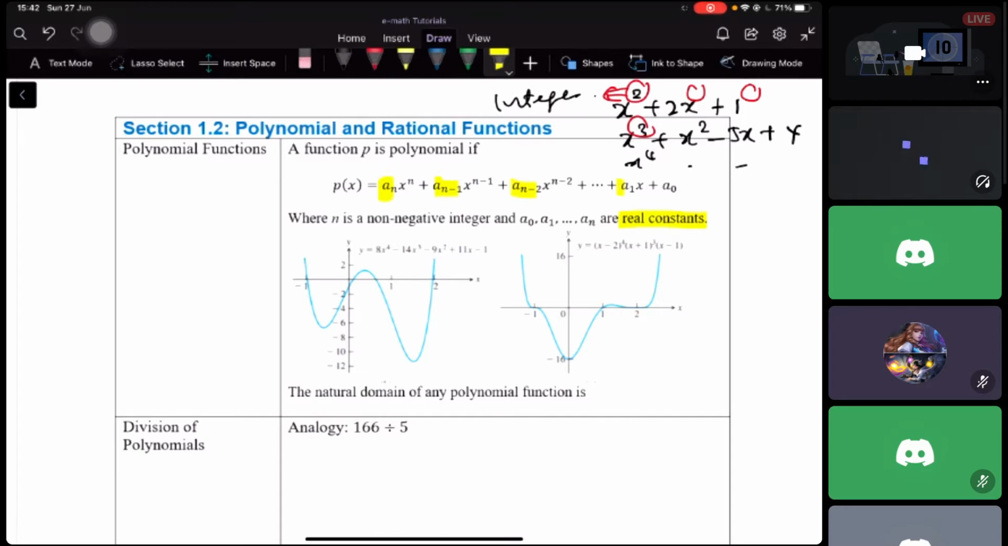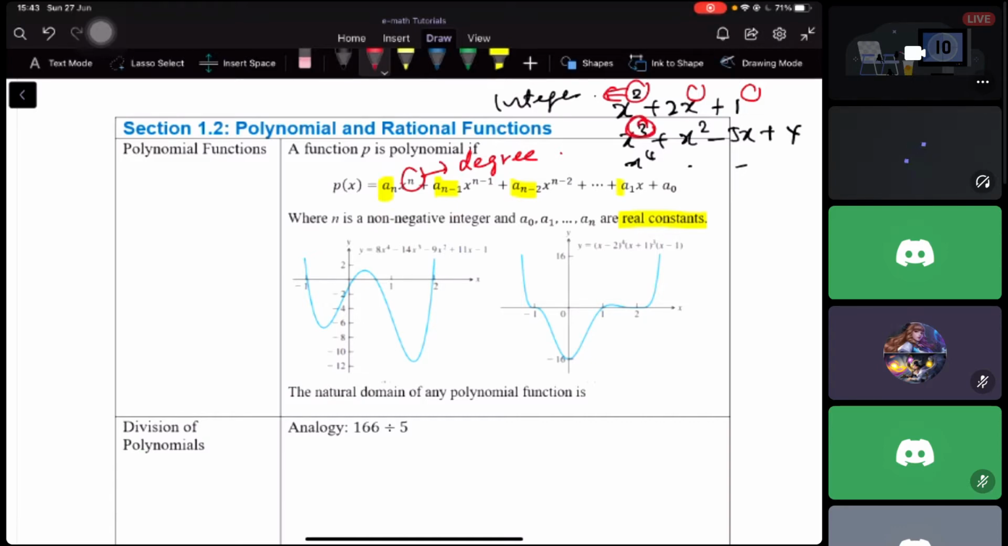So for polynomial functions, what you need to know is actually the degree of the polynomial. The degree means it is the highest, the greatest power of x in that function. Because they are all integers, usually people will arrange it in descending order. You write the greatest power of x at the very beginning, and the power decreases eventually. And you have two examples here.